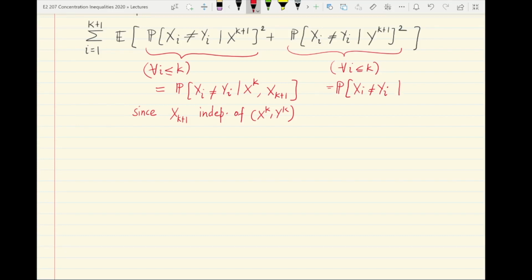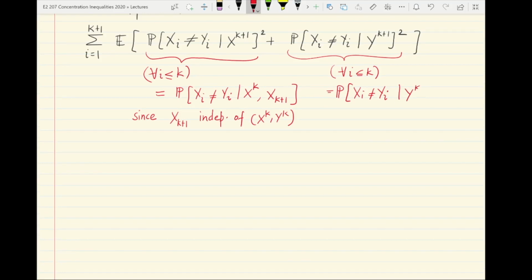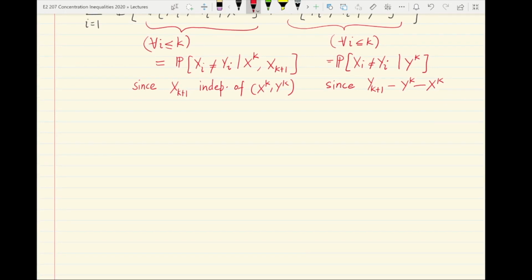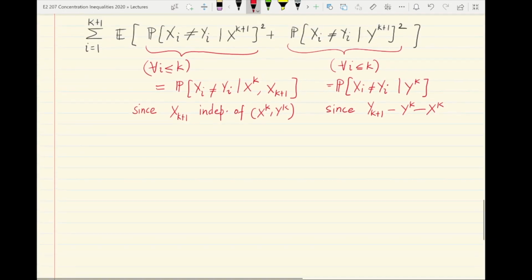so recall that yk plus 1 consists of yk, the y all the way up to k, and then the last element, yk plus 1. So again we can drop the k plus first element of y, since we have the Markov chain: yk plus 1 just depends on yk and it does not depend on xk. So yk plus 1 is irrelevant to find the conditional probability of xi not equal to yi given all the first k plus 1 elements, because of this Markov chain structure here.